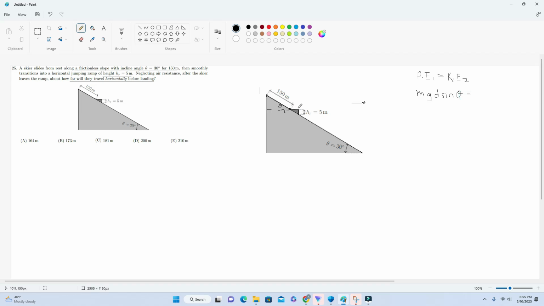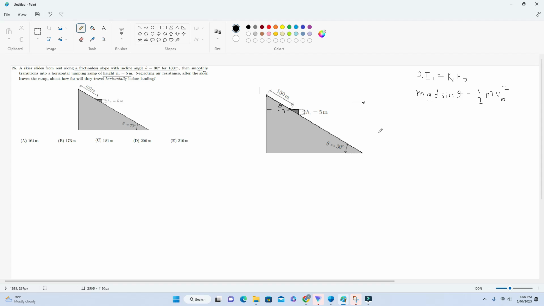Next, we need to find the kinetic energy at point 2. Remember, the formula for kinetic energy is just 1/2 m v squared. And it also says that it smoothly transitions into the horizontal jumping ramp. The smoothly probably indicates that there is no loss of energy in between. So the speed at which it enters the ramp is also the speed at which it launches from. So we can label this v as v0. This is the initial velocity before it jumps off the ramp.